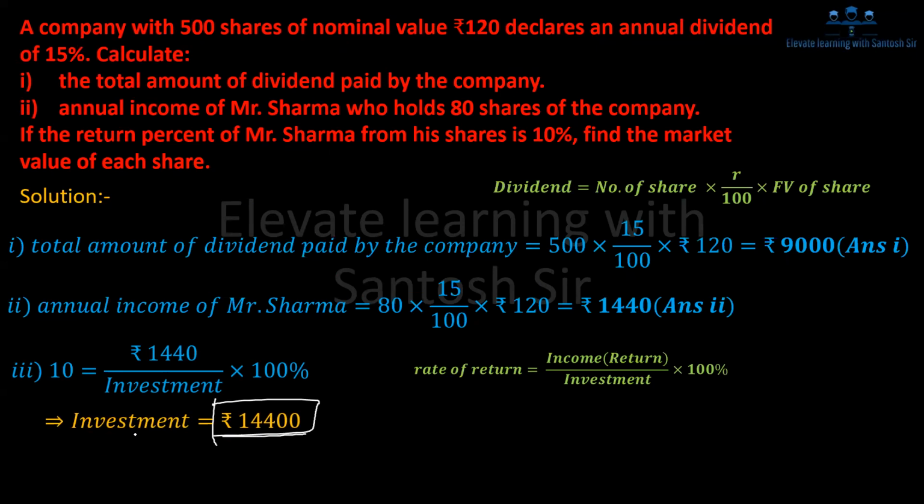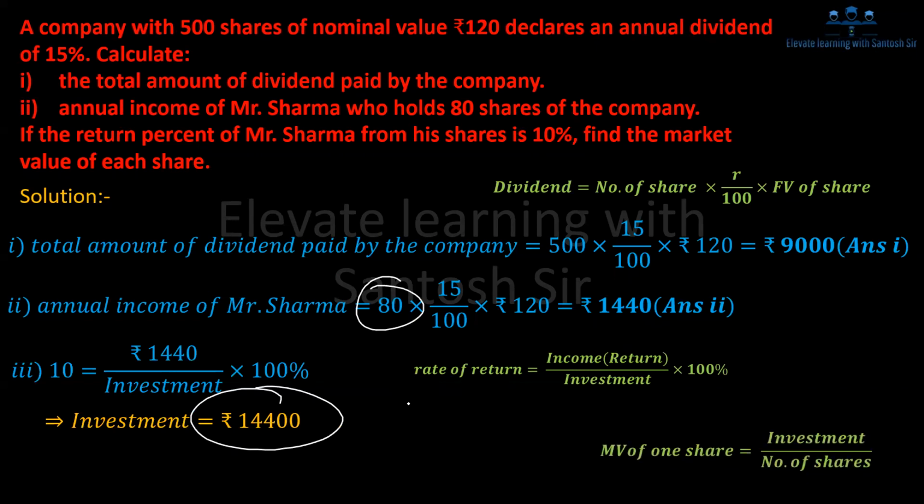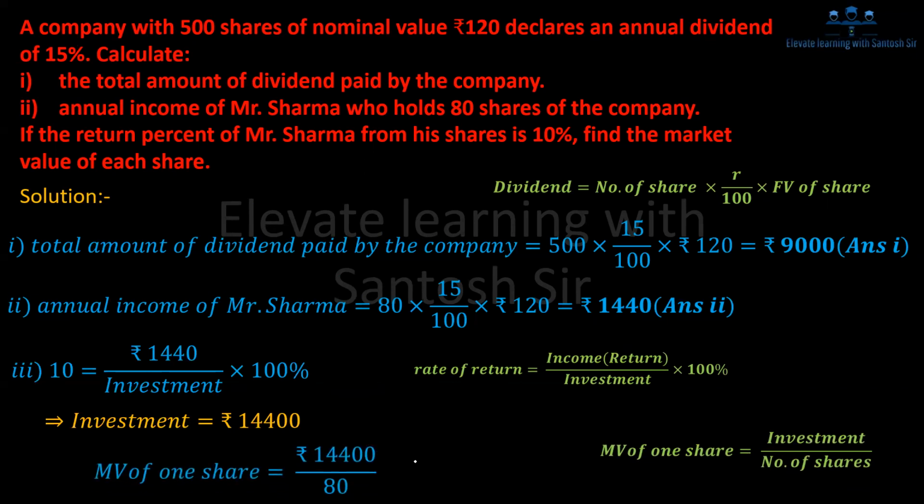Now this is his investment, and he has 80 shares. So what is the market value of each share? We know that investment upon number of shares will give us the market value of each share. We will use this formula to find the market value of one share, which is nothing but rupees 180.